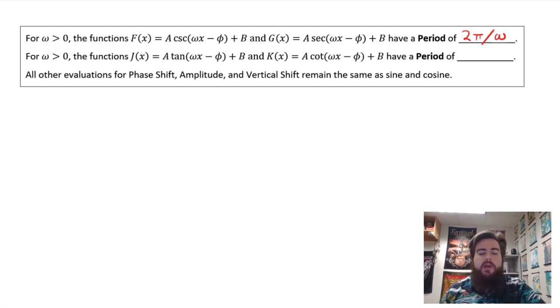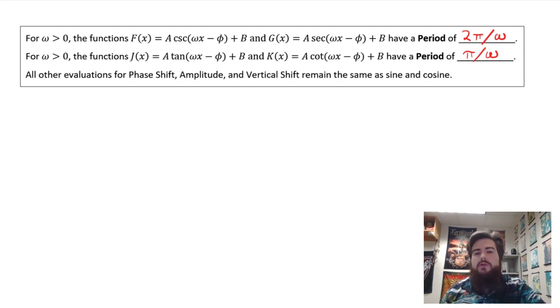However, for omega greater than 0, the functions of a tangent of omega x minus phi plus b and a cotangent of omega x minus phi plus b instead will take the period of tangent and cotangent and adjust that by omega. Those two functions have a different original period of pi, meaning the new period is going to be pi divided by omega.